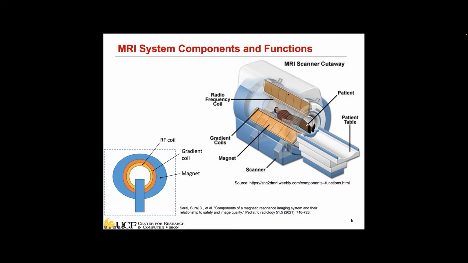And one big part is the magnet, right, to generate those magnetic fields. You also have the gradient coils and also the radio frequency coils, which we'll discuss each of the components later. And you also have this patient table. Obviously, the patient will lie on this table, then they will be pushed into the tube for the scanning.